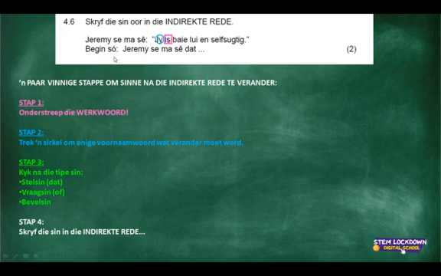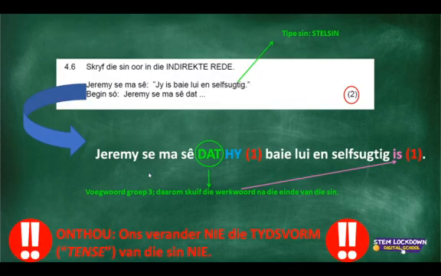So as ons sê begin so, Jeremy se ma sê dat, right? Now we know, okay, this is a statement. Is dit 'n vraagsin? If it's a question, and the question is starting with a verb, we are going to use the word of to join the introductory sentence with the direct speech, or is it an instruction? Goed, en dan skryf ons die sin in die indirekte rede.